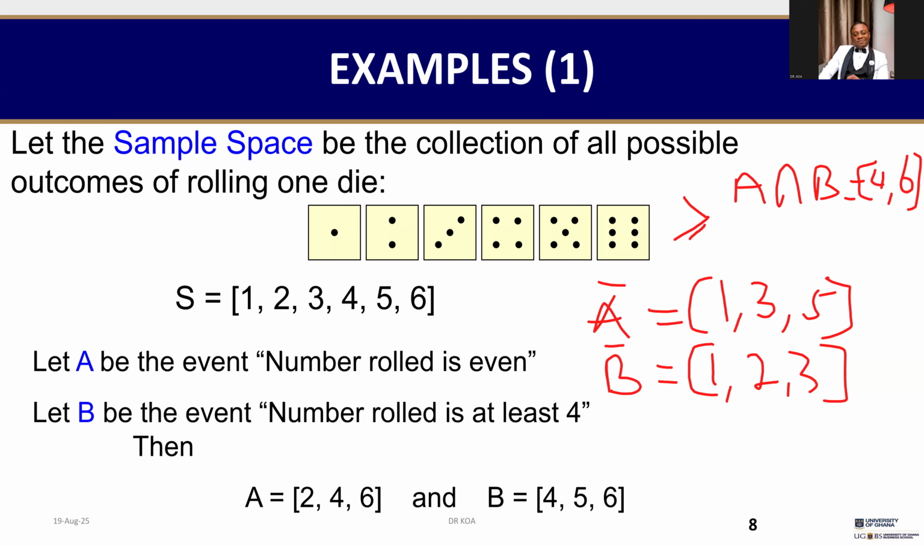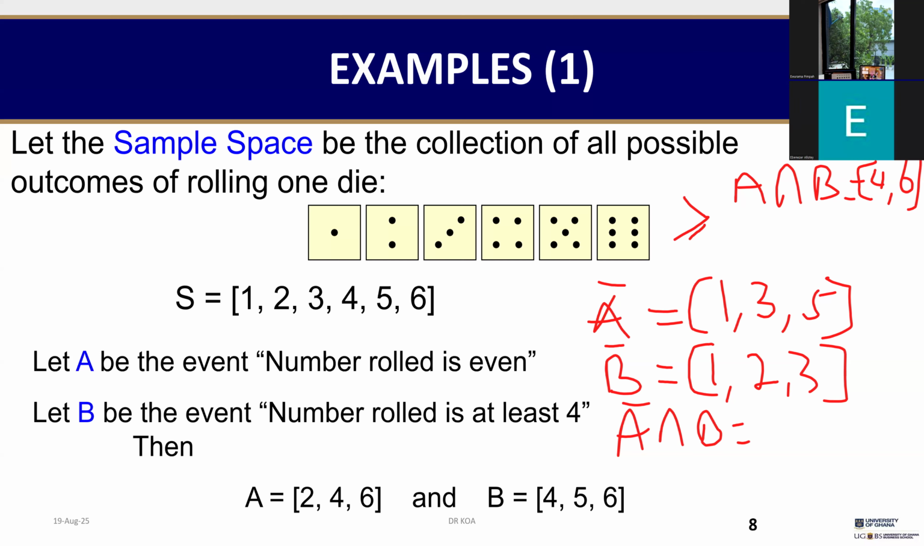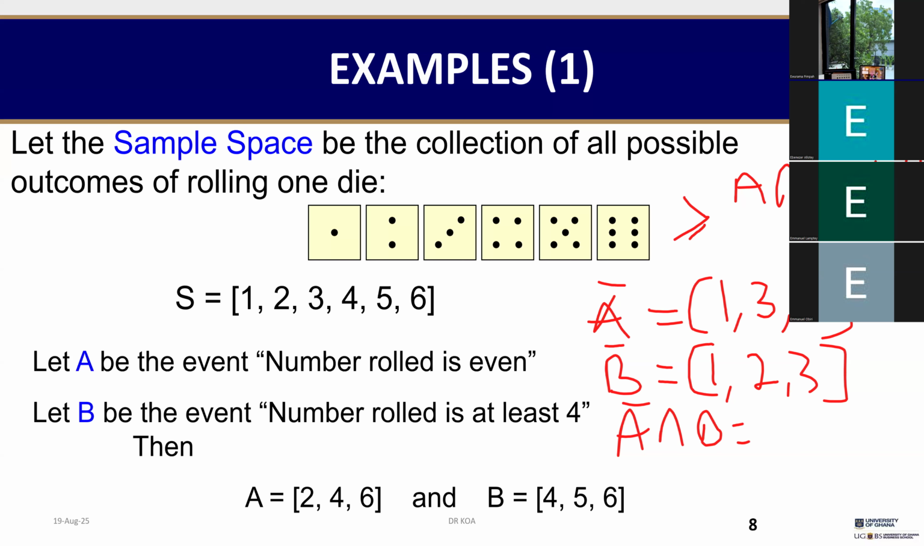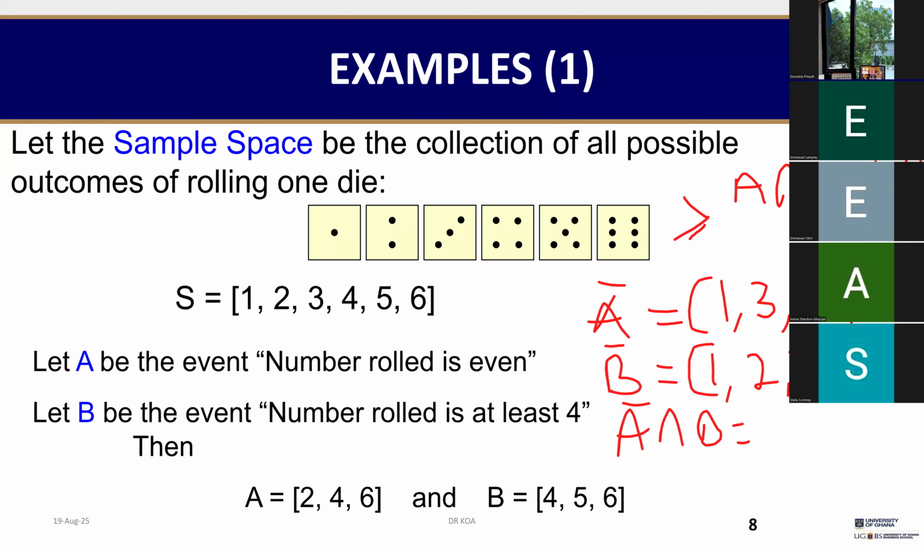Now I have a question for you. What is A complement intersection B? Write that. What is A complement intersection B? This is a tough one, but I know someone here is following, someone who is not just copying. What is A complement intersection B? And I'm going to let you explain, not only give me the answer. Rama?